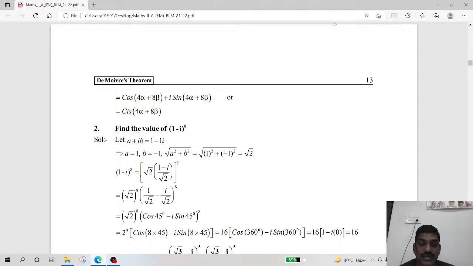So what is our final answer? Root 2 whole to the power of 8, and this is 1 by root 2 minus i by root 2. 1 by root 2 is cos 45, 1 by root 2 is sin 45. Then cis of, 8 you can bring inside, 8 times 45, cos 360 minus i sin 360, that is 16 times 1 minus 0, that is 16.